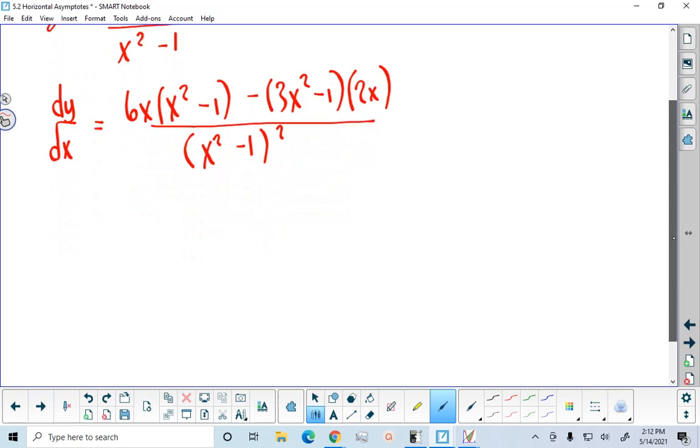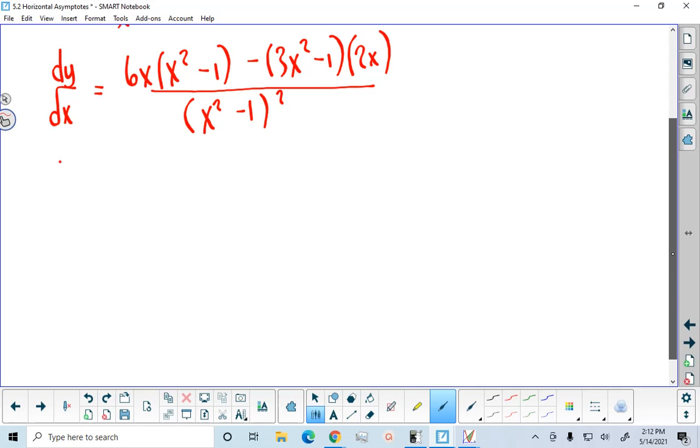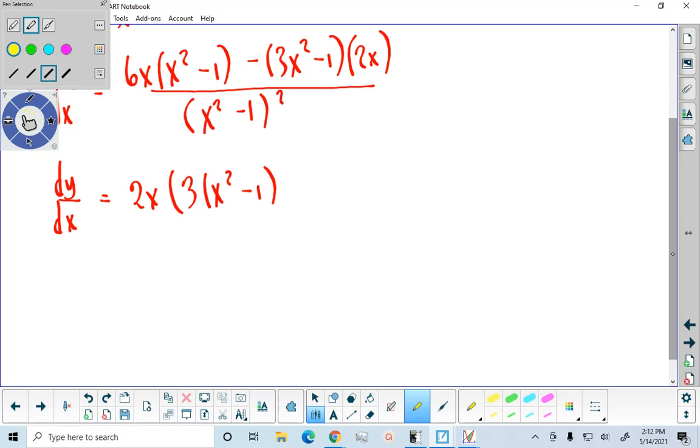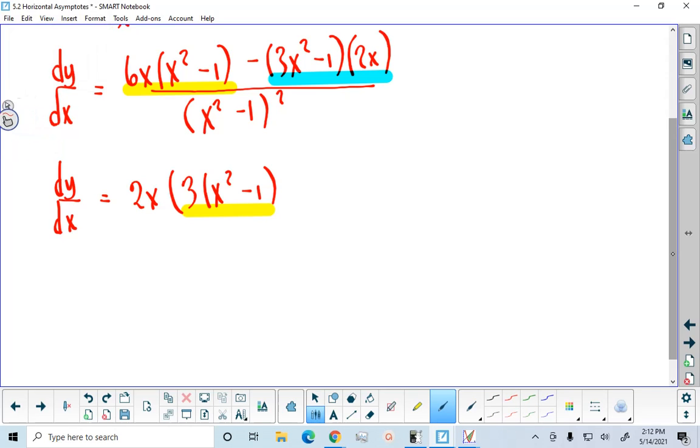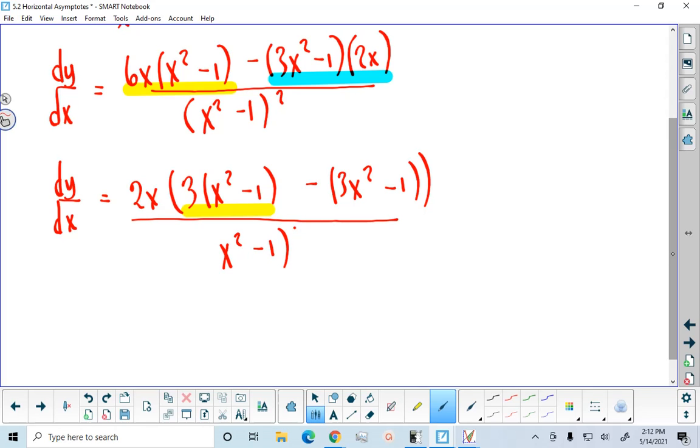We always factor, I've been saying this from day 2 or 3 of this course. You always factor to simplify. I can factor a 2x out of the numerator, and out of the first term I will have a 3 and then x squared minus 1. So just to make sure, when I talk about out of the first term, this is what I'm left with. When I talk about out of the second term, when I take the 2x out, I'm going to be left with minus 3x squared minus 1. And this is over x squared minus 1, quantity squared.